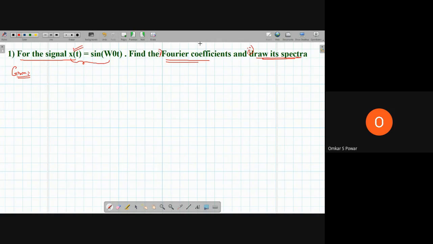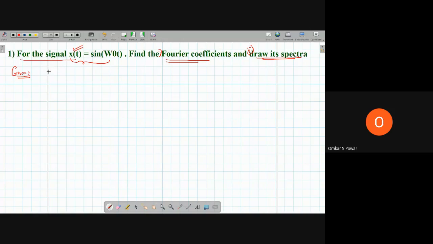I have explained how to get the Fourier coefficient before. Then how to get the spectra? Magnitude spectra, root of a squared plus b squared. Phase spectra, tan inverse of b by a. So using those things, we will solve here. Okay, we will go slowly.